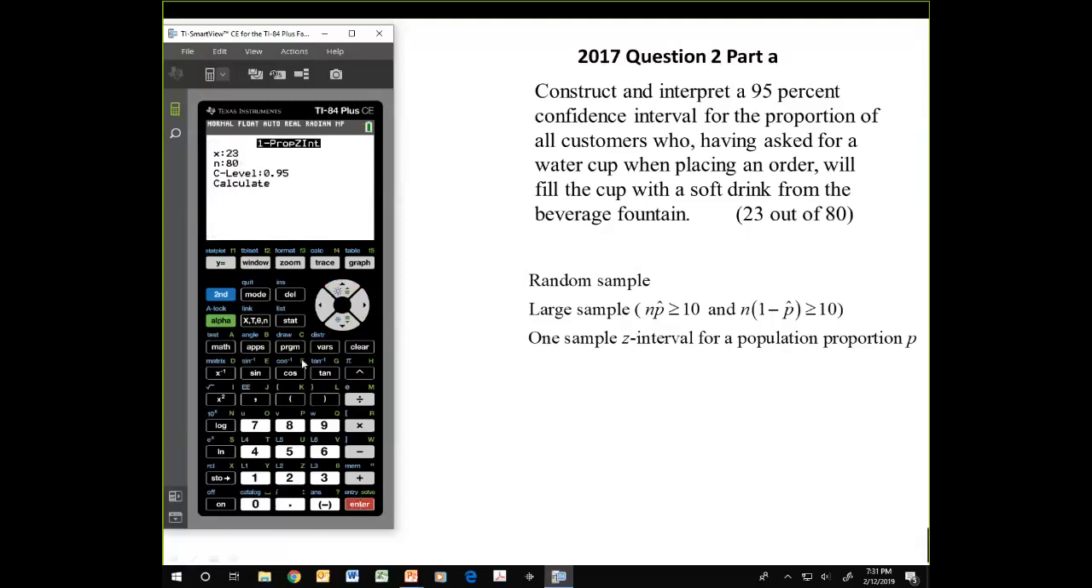The x was 23. The number was 80. The confidence level was 0.95. So we'll calculate the interval, and it's between 18, almost 19%, and almost 39%. So somewhere between 18, 19, and 38% are going to take advantage of the restaurant and get a soft drink.